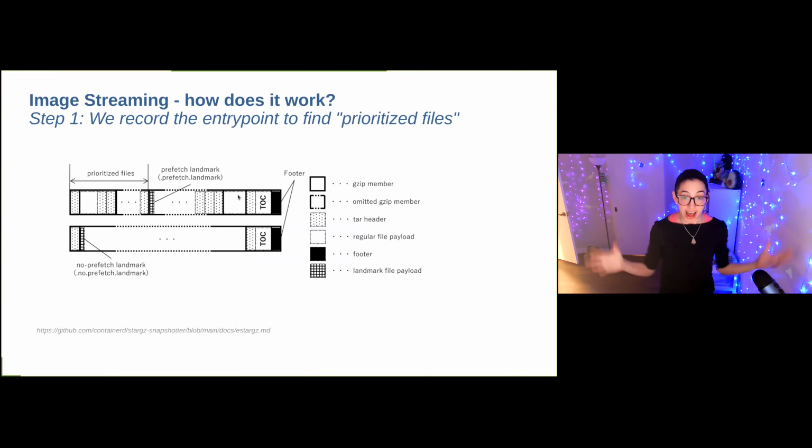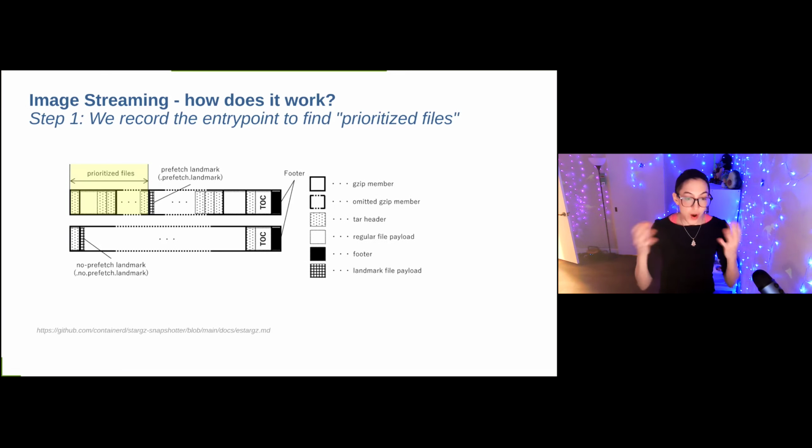So let's talk about high level how this works. What happens with a snapshotting tool like this is that you first record your application entry point. When you do that, you're recording the first 15 seconds and looking at the file system, figuring out what files are touched, read, or interacted with in that first 15 seconds. This creates a set of prioritized files that are highlighted here in yellow. Then we set a landmark that says, okay, stop fetching here. What this tells containerd is that when you get to this point, you can stop there and move the container forward, and it can transition from pulling to ready to run.